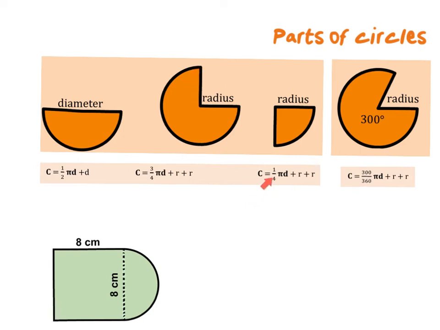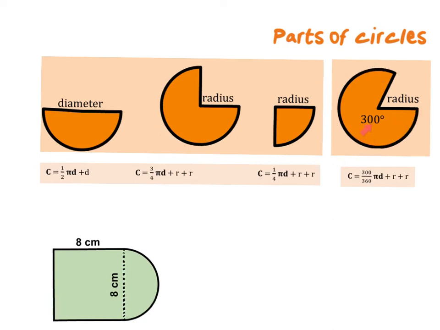Similar thing applies when we do a quarter of a circle. So a quarter times pi times diameter is a quarter of the circumference, plus radius to add it up. In fact, we can give you any section of a circle that you need to calculate.